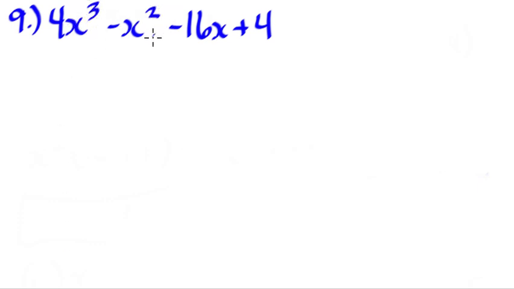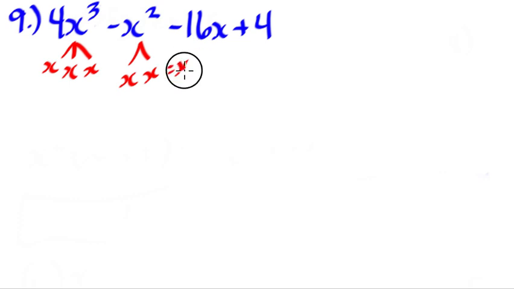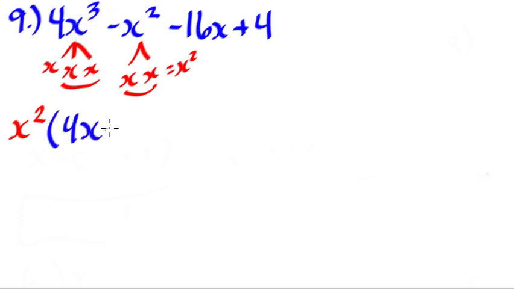4x cubed minus x squared. So we're going to look at the common terms again. The common term is x squared. Remember, x cubed is x times x times x, and x squared is just x times x. So the common factor is x squared. Let's put that out, x squared, and write whatever is left here. If we take out the x squared, what is left is 4x minus 1.